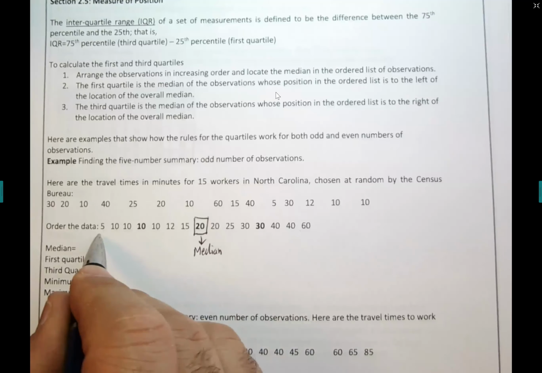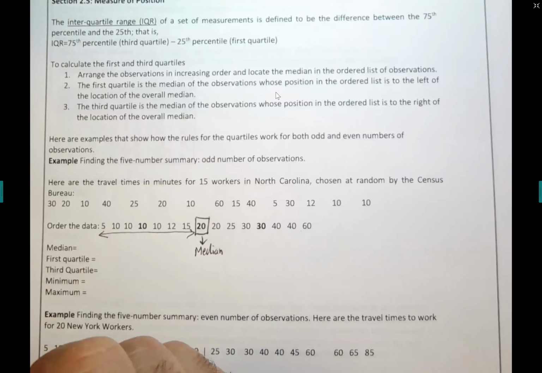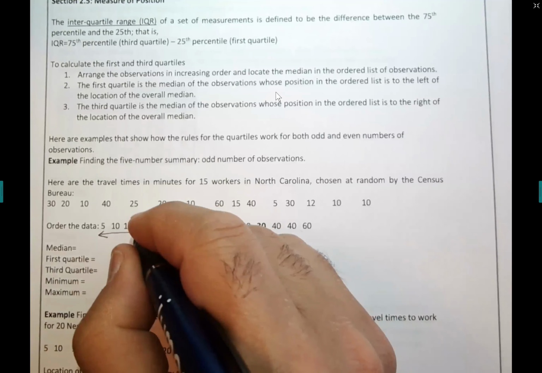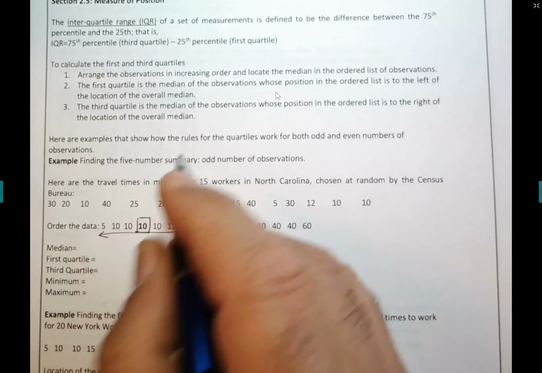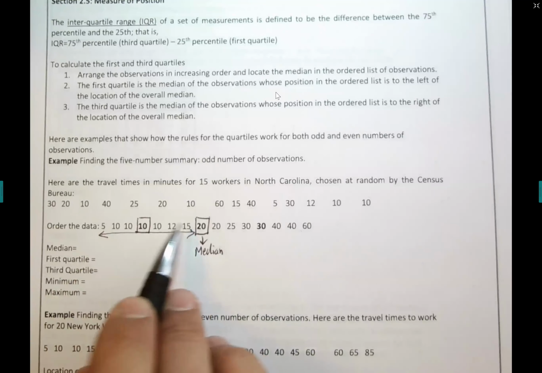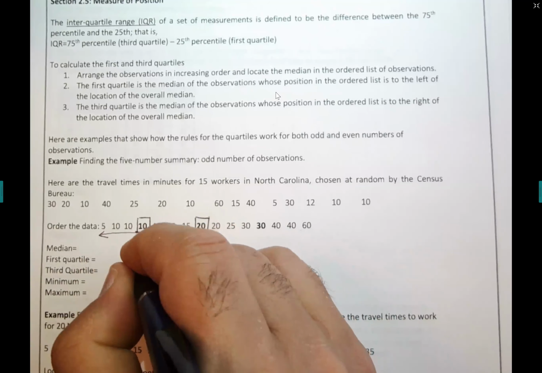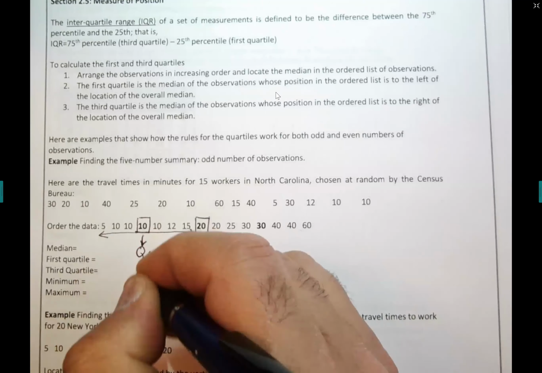So it's the middle of this. Can you guys see where the median is going to be of the first half? It's going to be right here. How did I know that? I have 7 values. Add 1 to 7, 8, divide by 2, 4, count 1, 2, 3, 4. This is called quartile 1. So that's Q1.